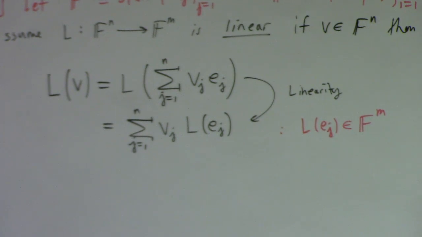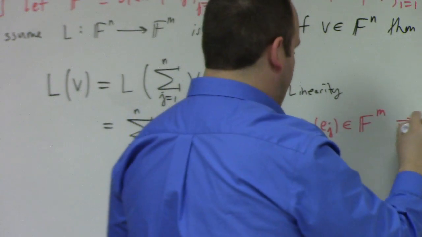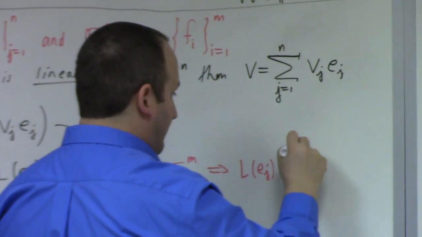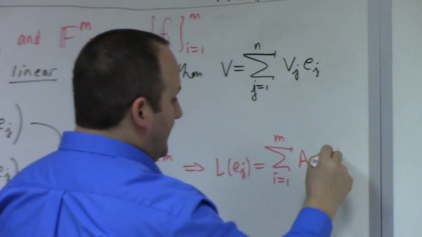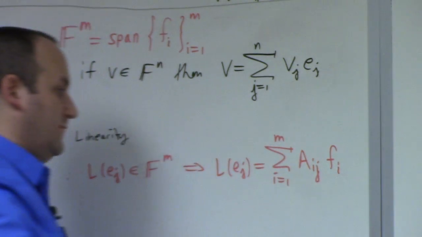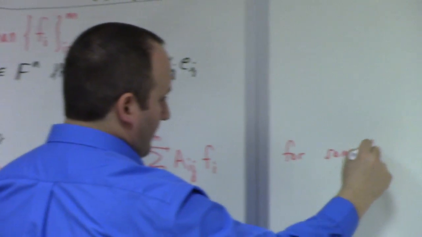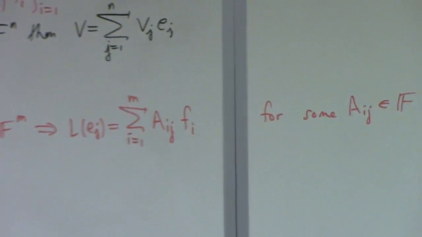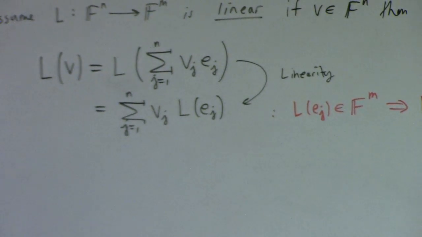So I can expand that, right? In terms of components, I can expand that in terms of the little f's. So that tells me that I can write L of ej as equal to the sum, i equals 1 to m, of some numbers, let's say Aij, fi, for some Aij's in the field. Again, that's because if L of ej is an m vector, it has to be in the span of f1 through fm. It's a standard basis. It spans everything there, right?